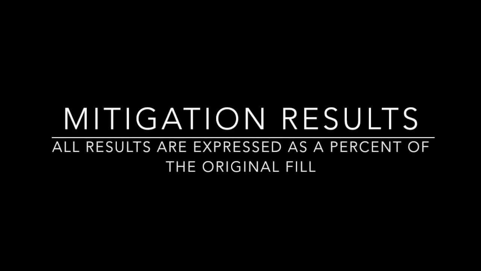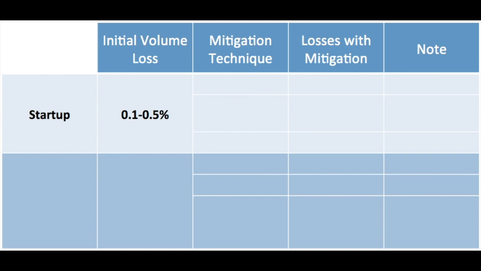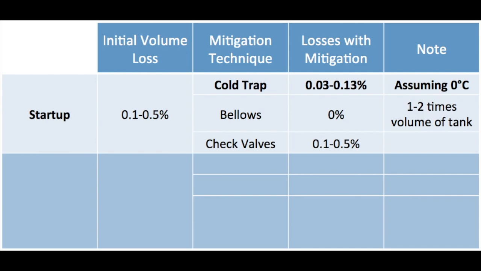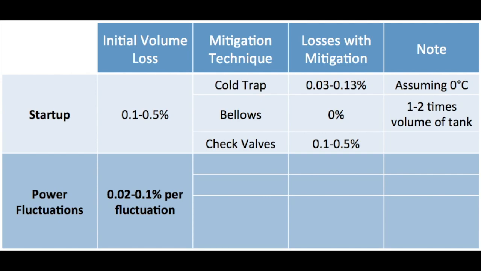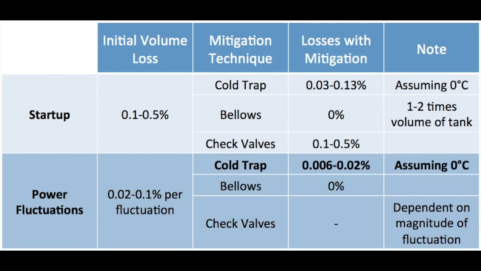While expected losses vary based on individual systems, predictions outline losses on startup to be between 0.1 to 0.5% of the fluid volume with just an open container. This is reduced to 0.03 to 0.13% with the use of a cold trap at 0 degrees Celsius. With the use of a bellows, there is no fluid loss. Power fluctuation results in much smaller losses. 0.02 to 0.1% without any mitigation is reduced to 0.006 to 0.02% with a cold trap at 0 degrees Celsius. Check valves will mitigate losses due to power fluctuations, but would be the same as an open container during startup.